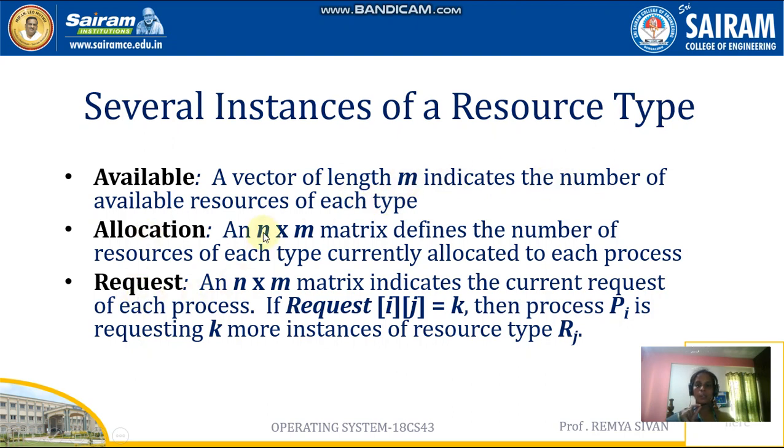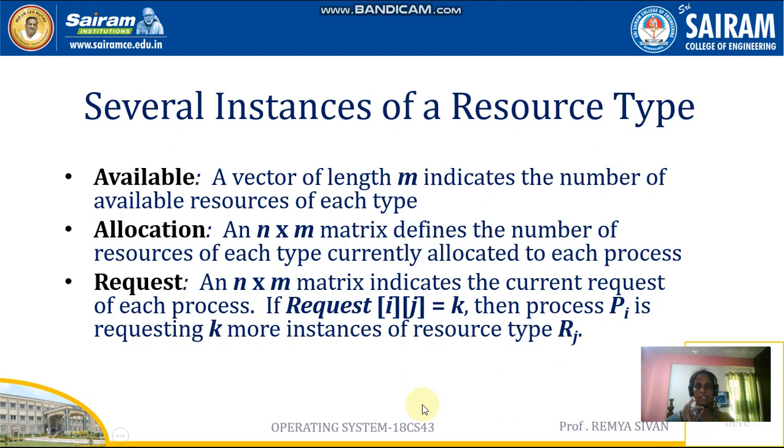Allocation and Request are two-dimensional arrays of size n by m, and Allocation defines the number of resources of each type currently allocated to each process. Request is again an n by m matrix indicating the current request of each process. If Request[i][j] is equal to k, it indicates process Pi is requesting k more instances of resource type Rj.